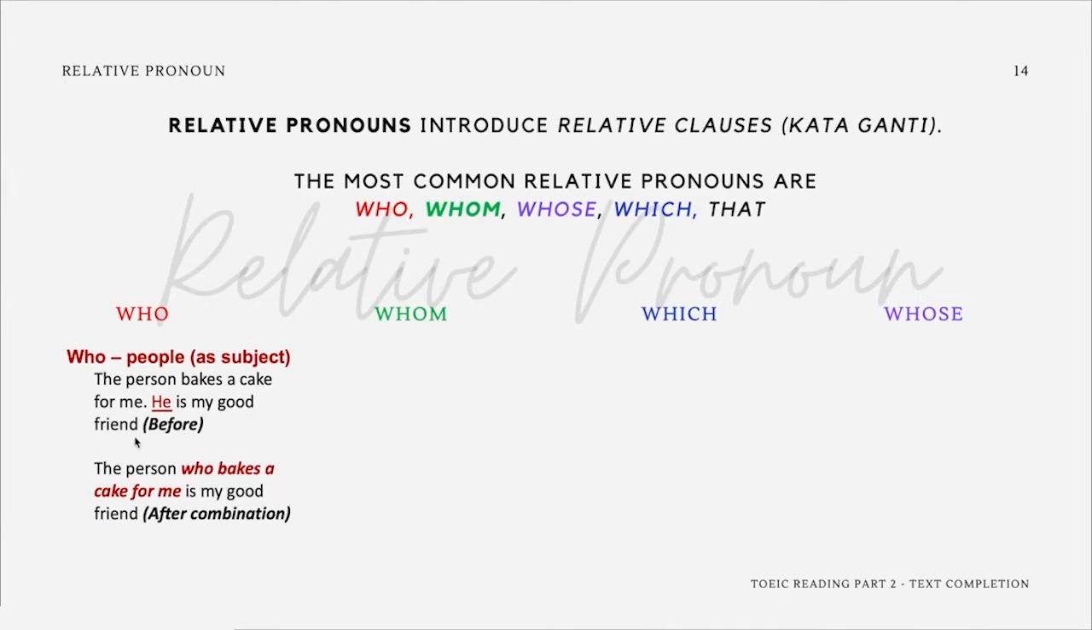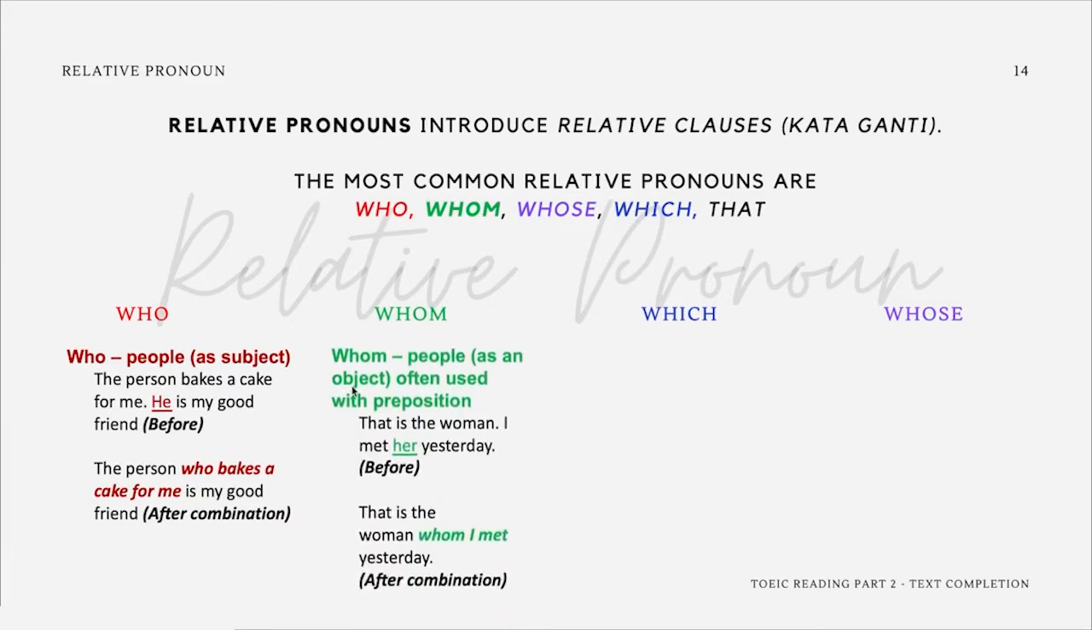Meanwhile, if we combine it into one sentence, we omit he over here, so the result would be: the person who bakes the cake for me is my good friend. So we just delete this one, and then after person, after the subject itself, we have to add who. Okay, got it? The second part would be whom.